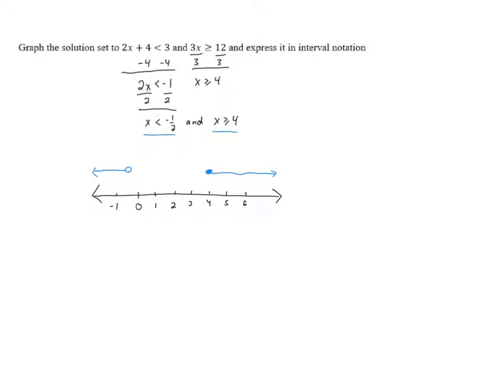Now, because this is an and inequality, we're looking for the overlap. But here, we notice that there is no overlap. In fact, it's impossible for a number to be less than negative 1/2 and also greater than or equal to 4 at the same time. There are no numbers that fit that bill. There is no overlap, and so in a situation like this, we say no solution.